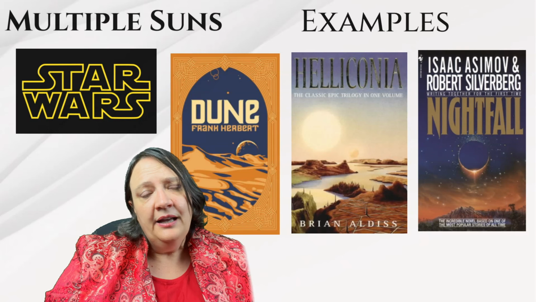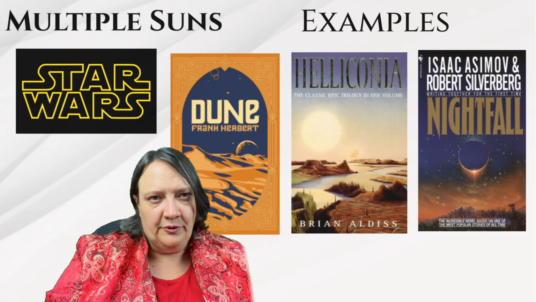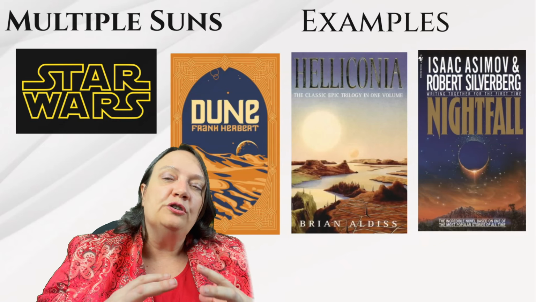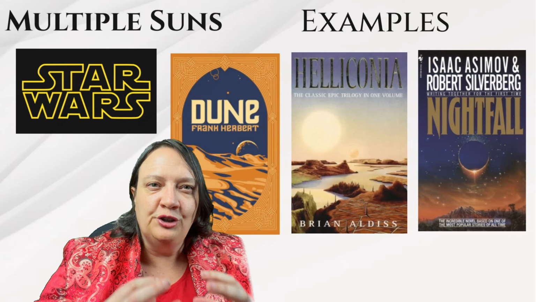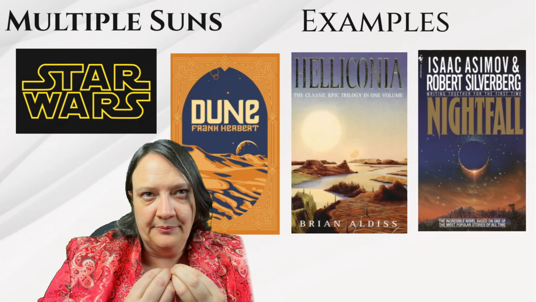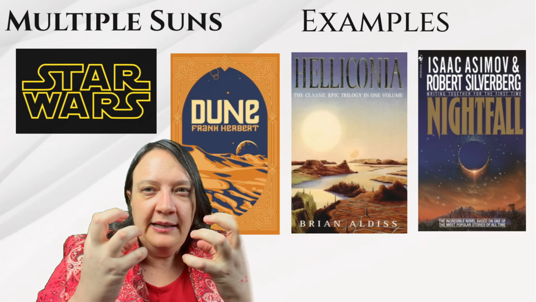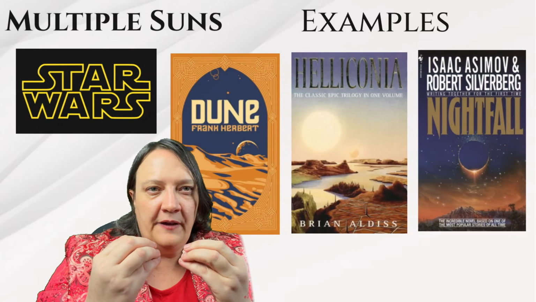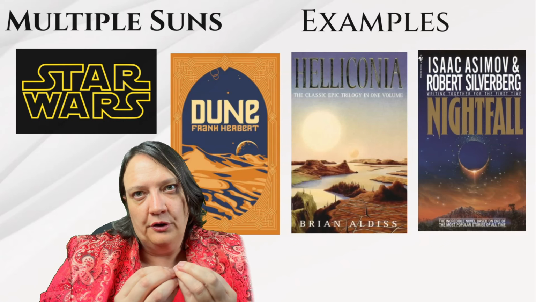So if you take a look at these examples, yes, you could go desert planet, but there are so many more interesting things that you can do with a binary system. I would suggest really leaning into that climate effect and the light effect and the variation and the variability.